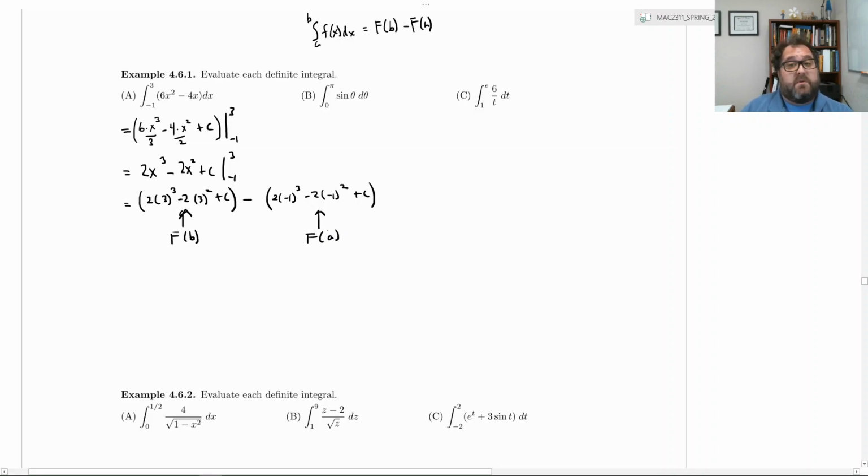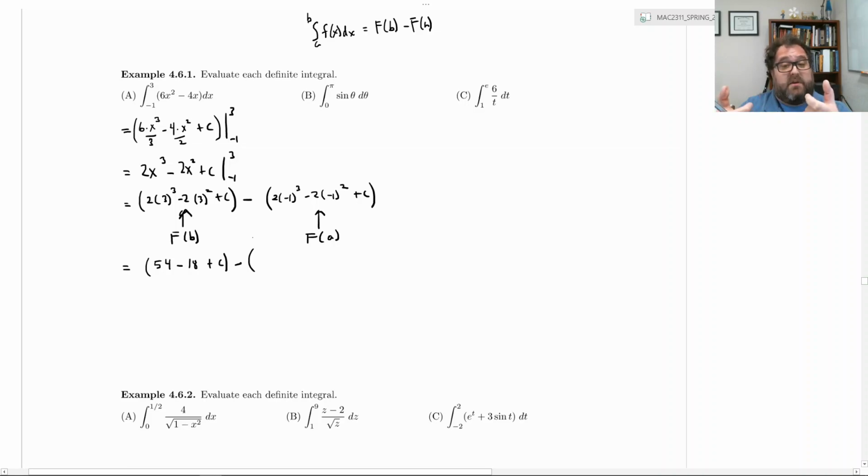So we have capital F of b minus capital F of a, and now it's just a matter of doing a little bit of arithmetic. Let's see, but be careful, of course. 2 times 3 cubed, that's 2 times 27. 2 times 27 is 54. Minus, okay, 2 times 3 squared. 3 squared is 9, so times 2, that's 18. Plus c.